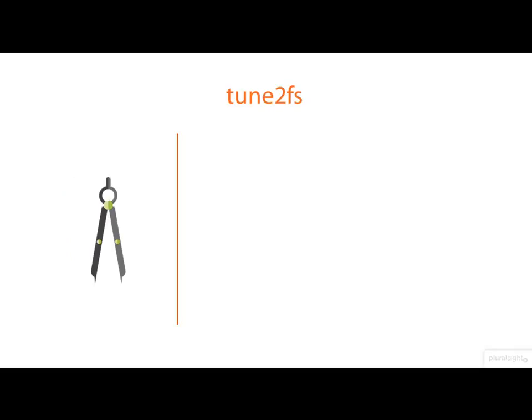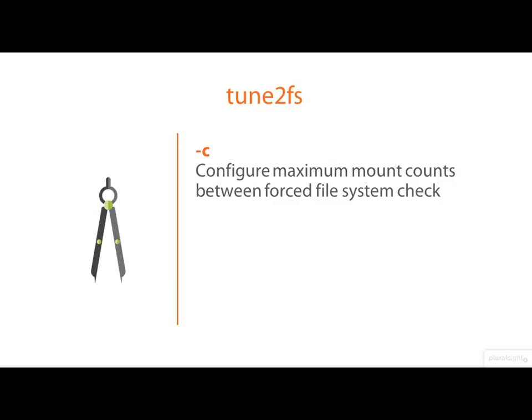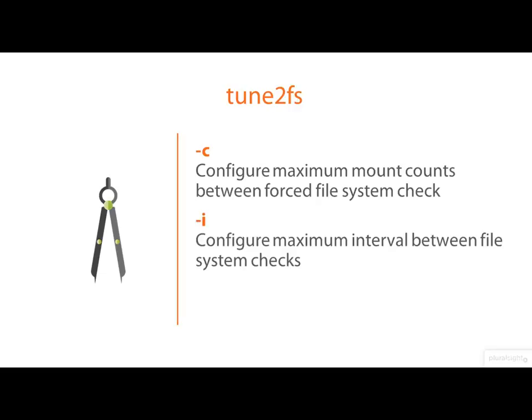tune2fs is our main utility for tuning the file system. And we've got then the ability to configure the maximum mount count. So we can specify the number of times the file system can be mounted before forcing a file system check. And then the -i, looking at the maximum time interval between file system checks. As well as, of course, later on we can use the -m option to set the percentage of reserved disk space as we looked at previously.